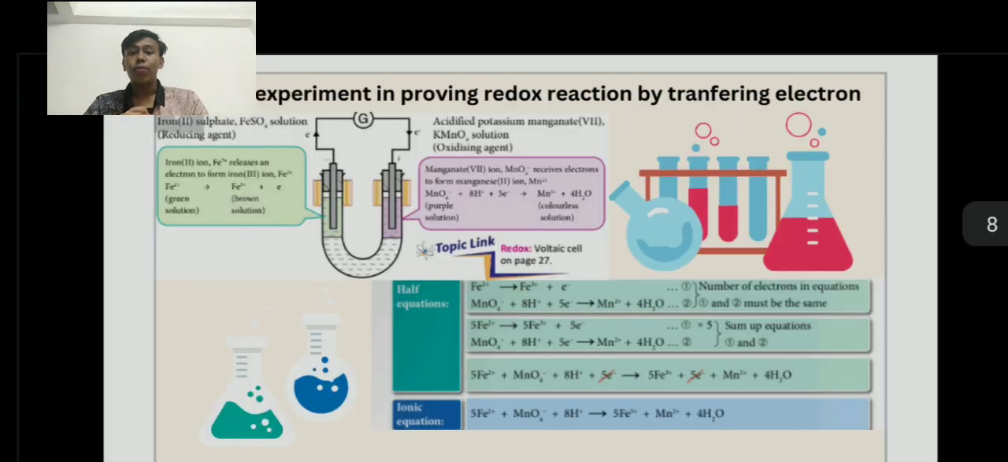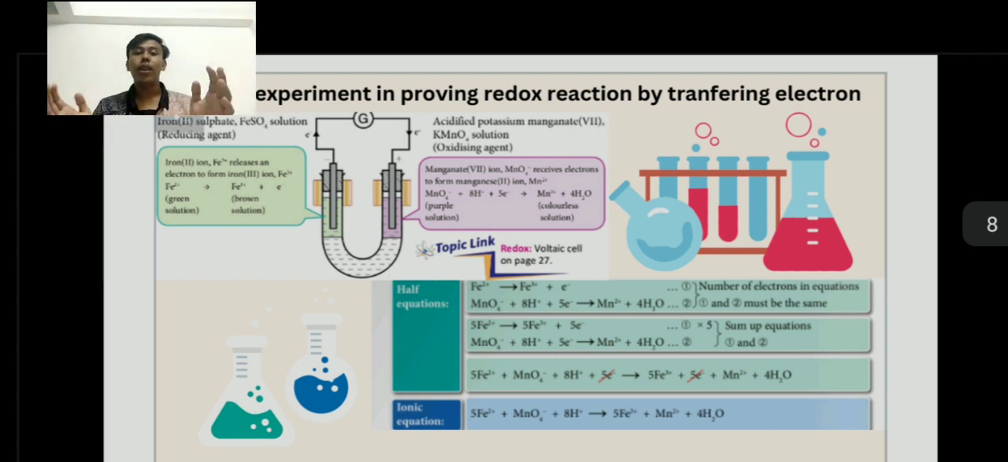In this part, I will be explaining a laboratory experiment proving redox reaction in terms of electron number. As you can see here on the green side, you actually have iron(II) sulfate. Iron(II) ion will lose an electron to create iron(III) ion. On the other side, you have potassium manganate. Manganate(VII) ion will receive electrons to create manganese(II) ion.